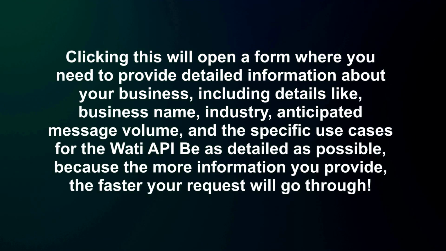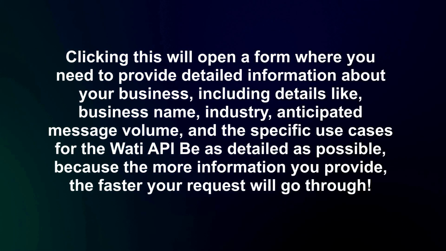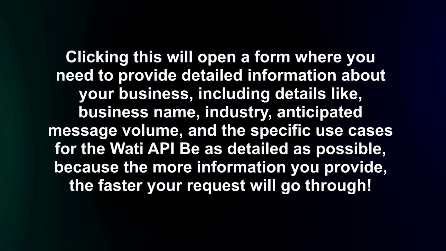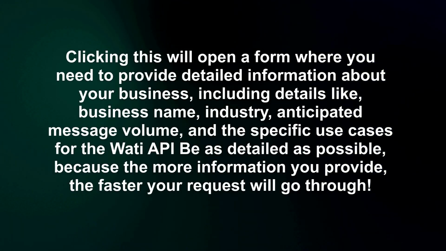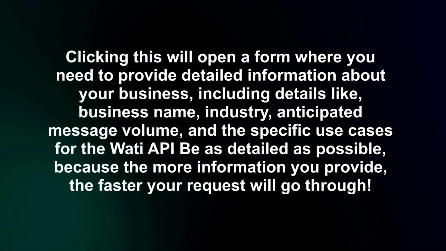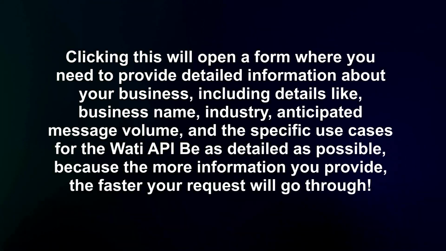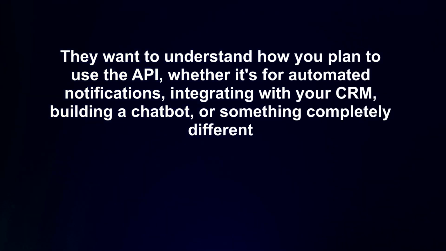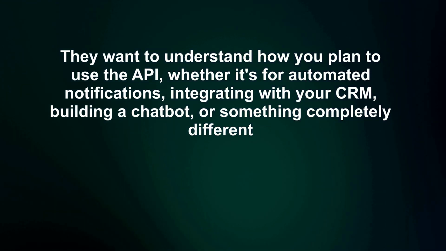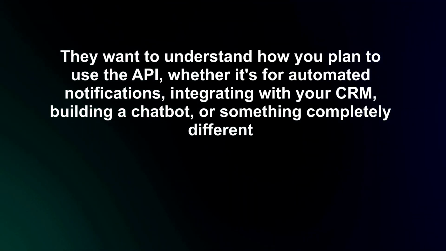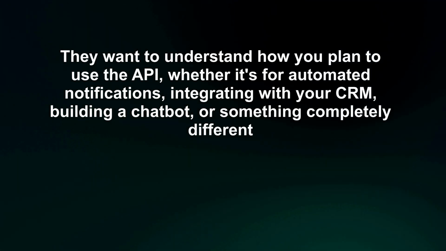Clicking this will open a form where you need to provide detailed information about your business, including details like business name, industry, anticipated message volume, and the specific use cases for the Wati API. Be as detailed as possible, because the more information you provide, the faster your request will go through. They want to understand how you plan to use the API, whether it's for automated notifications, integrating with your CRM, building a chatbot, or something completely different.